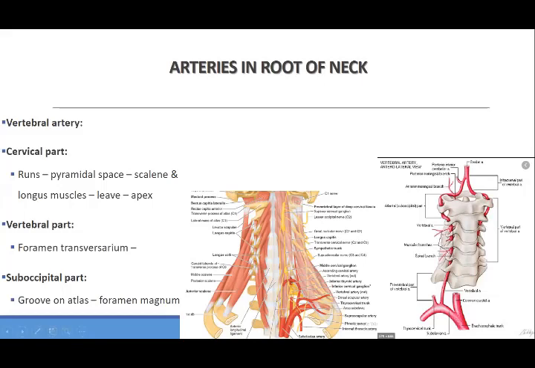ये देख लीजिए. This vertebral artery, as it descends and leaves through this pyramidal space, it enters the foramen transversarium of the 6 cervical vertebrae. And 6th, 5th, 4th, 3rd, 2nd, and the 1st. First cervical vertebra, this is the body of the first cervical vertebra. This is the transverse process with foramen transversarium lodging the vertebral artery. And this is the posterior arch of the first cervical vertebra. First cervical vertebra को atlas भी कहते हैं, ठीक है? Because it holds the head on it.